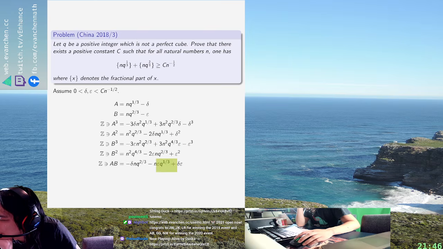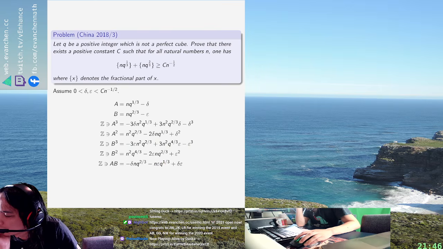Epsilon, epsilon, epsilon. I need to get rid of everything that's of the shape n epsilon, because those terms grow too fast for me to control. So how do I do that? Please save me.